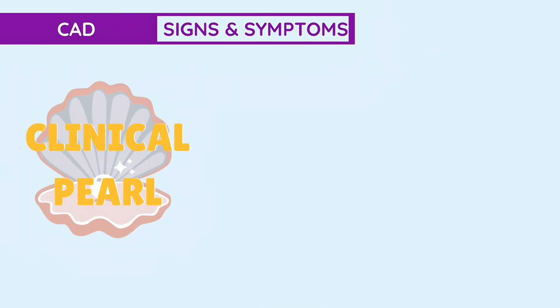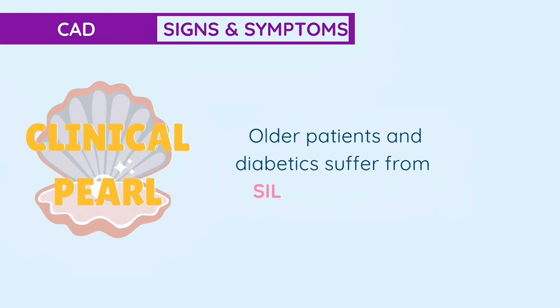And here's a clinical pearl: older patients and diabetics often suffer from silent ischemia, where they feel no pain at all even with serious blockage, because nerve damage from diabetes or age-related changes can blunt the pain response.